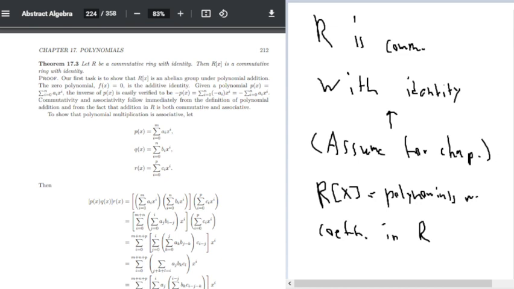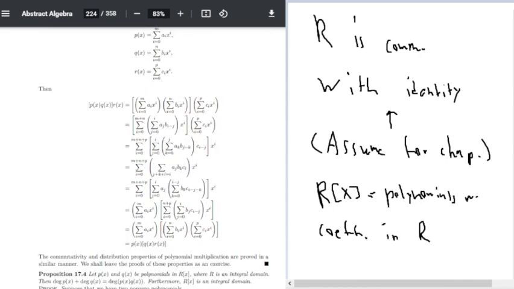To show that polynomial multiplication is associative, let p of x be equal to the sum from i equals 0 to m of a sub i x to the i, q of x equals the sum from i equals 0 to n of b sub i x to the i, and r of x be equal to the sum from i equals 0 to p of c sub i x to the i. Then, oh god, this is a bad computation.